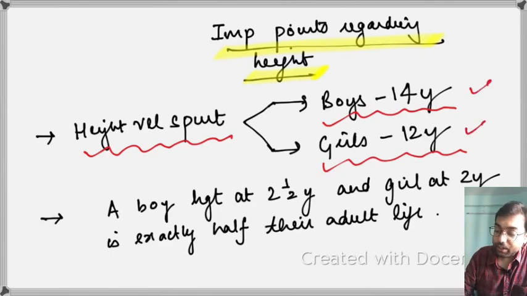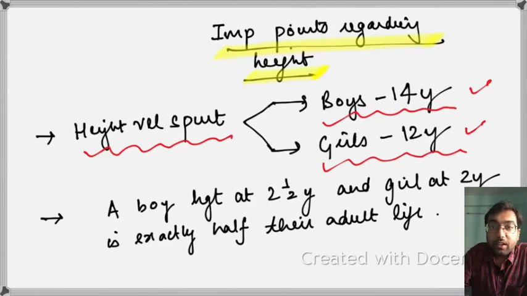Another question is that we can also predict the adult height of the child at around 2 or 2.5 years. A boy's height at 2.5 years and a girl's height at 2 years is exactly half of their adult height. So if you have a child at home who is around 2 or 2.5 years, just measure the height, and you can tell the mother that this boy's or girl's height will be around double the present height. So you can predict the height of the child.